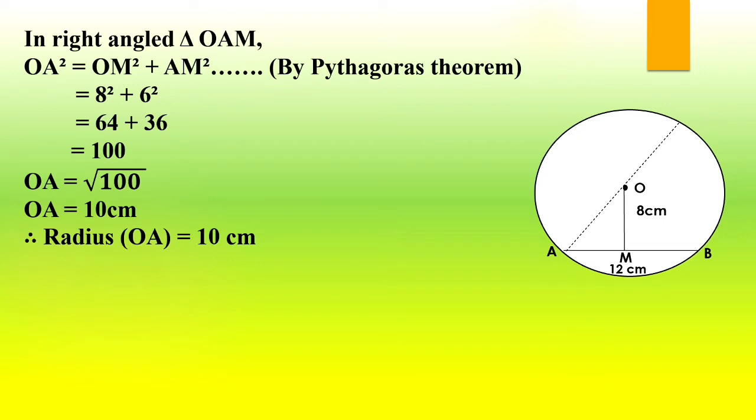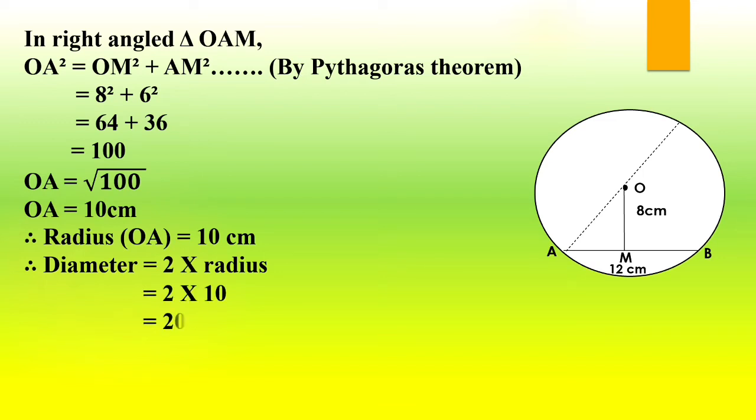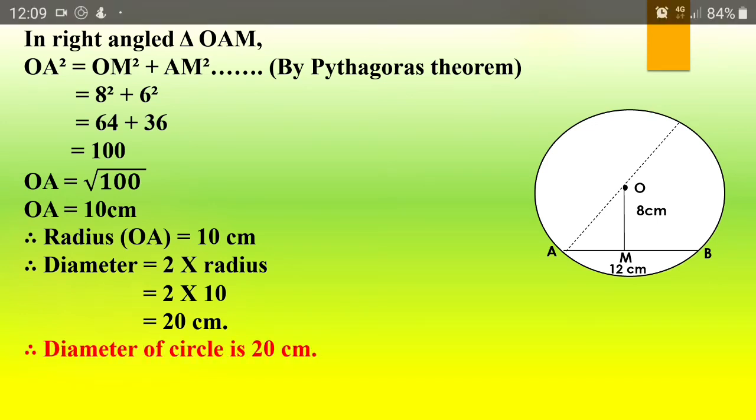So here we get the value of OA is 10 cm. But OA is what? Radius. So radius is our 10 cm. Here we have to find diameter. And diameter is 2 times of radius. So 2 multiplied by 10 is how much? 20. So diameter of the circle is 20 centimeter.